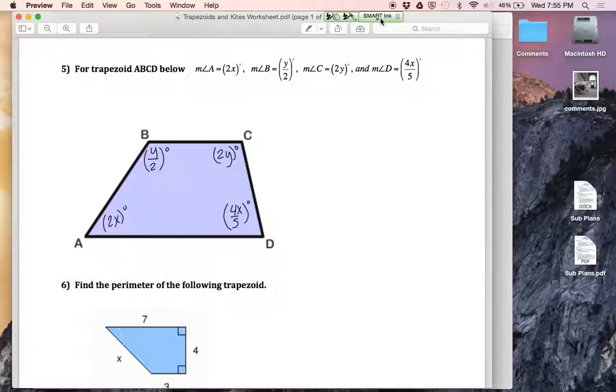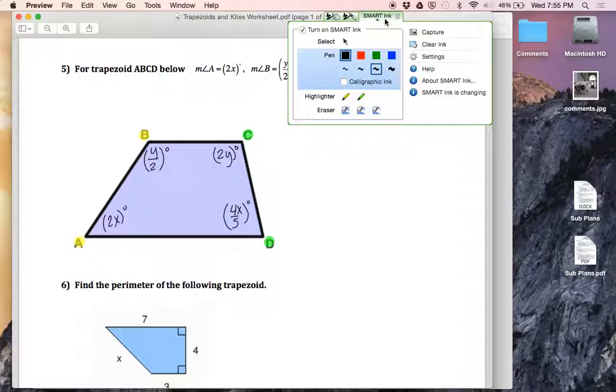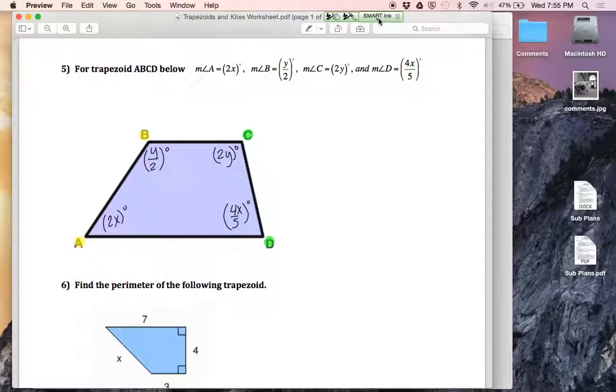So you can either add A plus B and set them equal to 180, and add C plus D separately and set them equal to 180, or you can add all 4 and set them equal to 360. So you have 3 options to get 2 equations. You need 2 equations so that you have a system, so that you can use substitution or elimination. So I'm going to choose to add A and B and set them equal to 180. So 2x plus y over 2 equals 180. And then I'm going to also add 2y plus 4 over 5x equals 180.